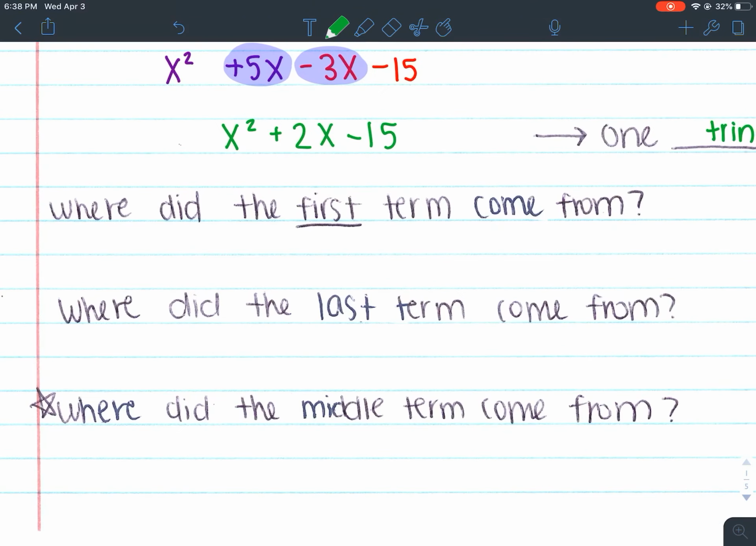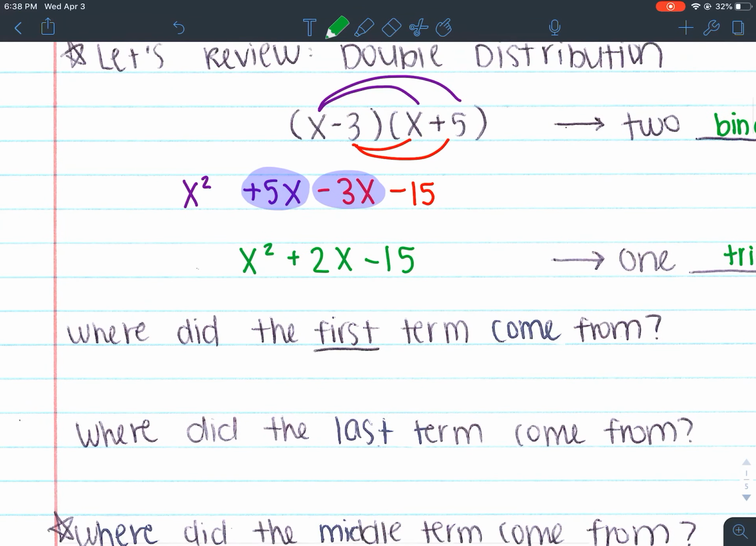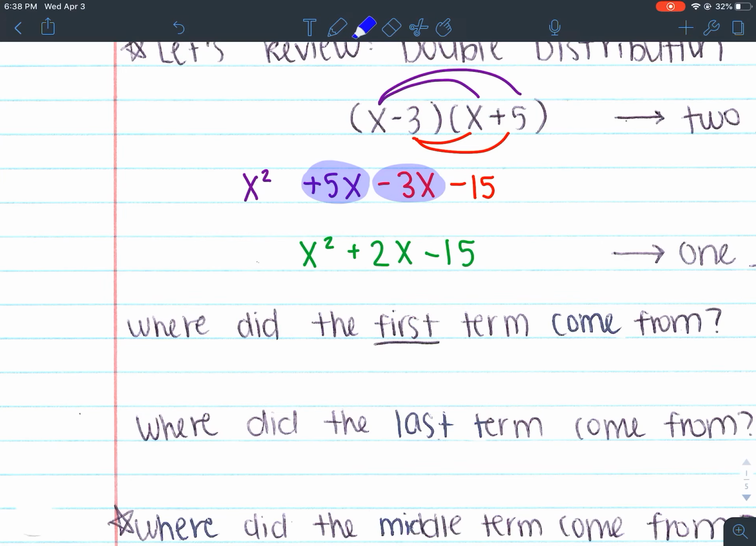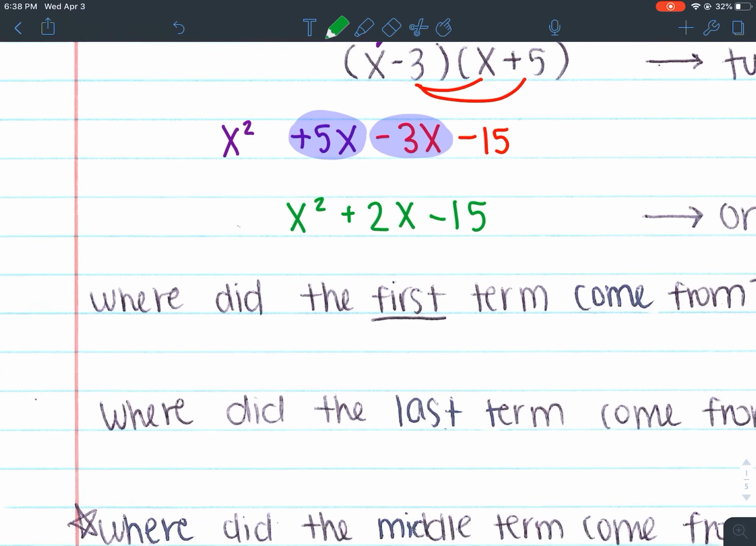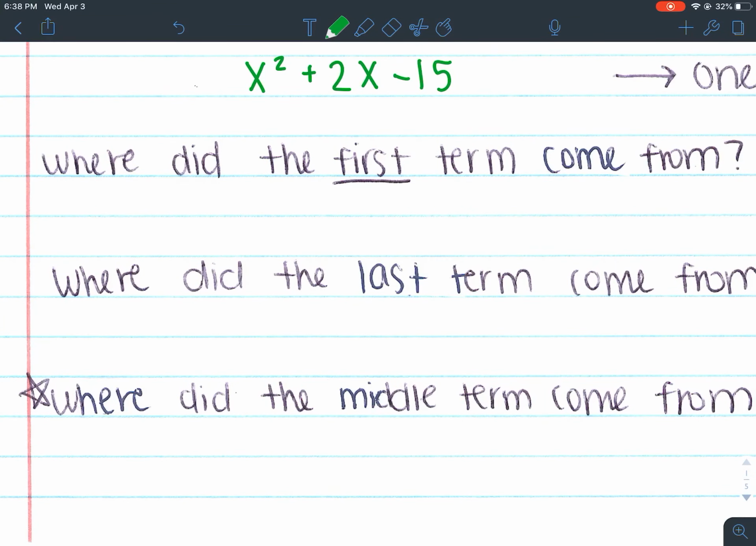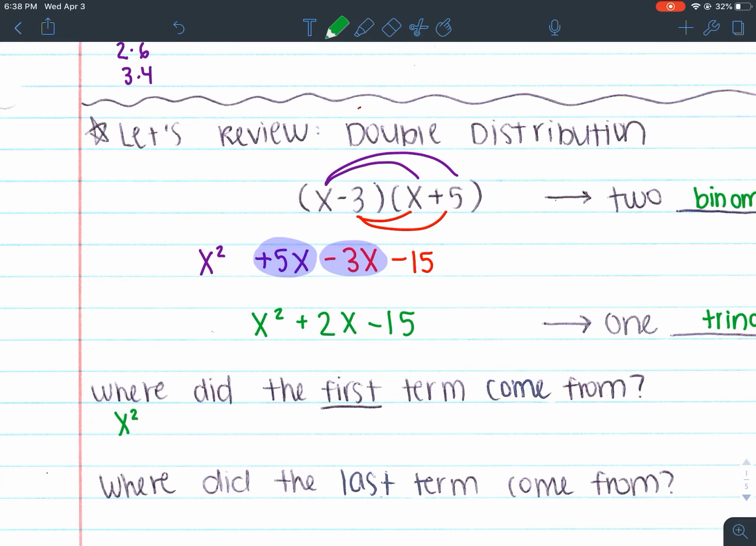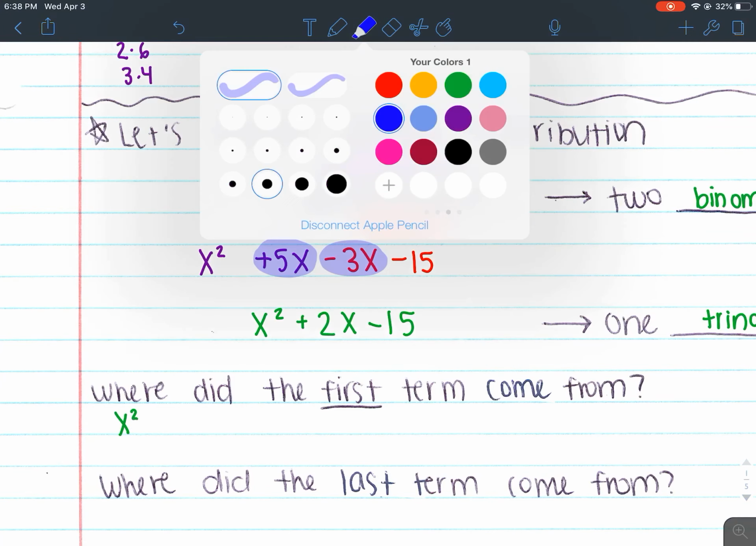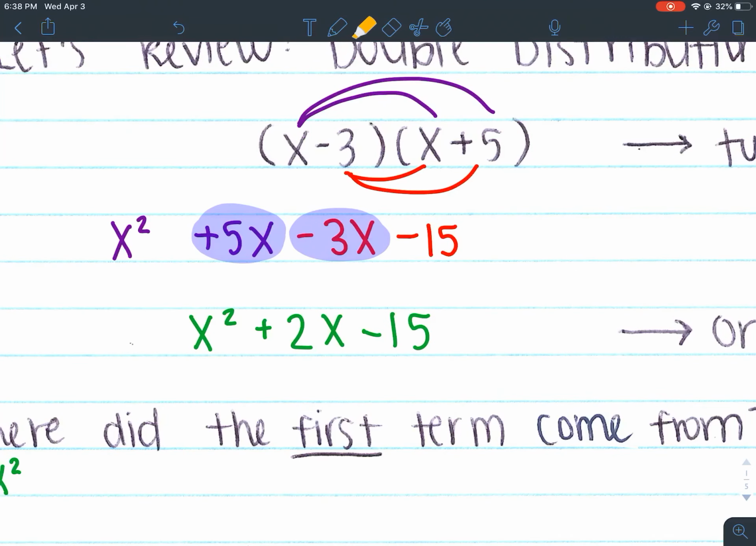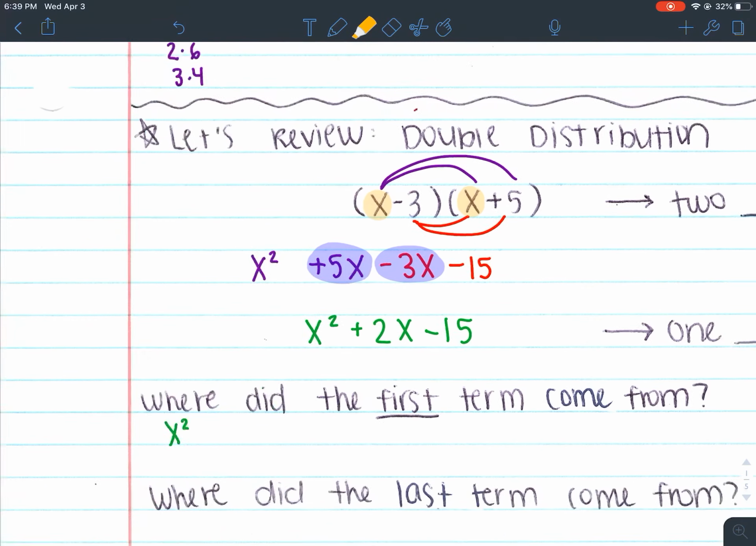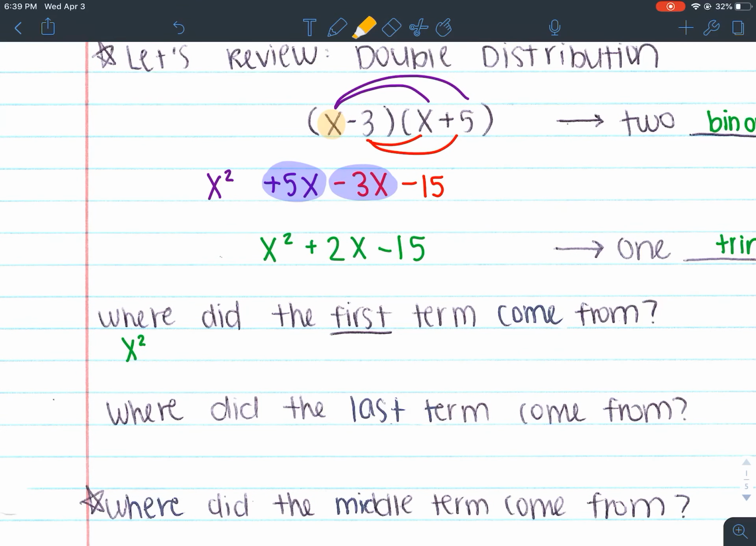So let's talk about where that first term came from. Let's look at the trinomial there. Our first term here is x squared. Where did it come from? What did we do to get x squared? Well, I multiplied, let's choose a different color, I multiplied the first terms in each parentheses. Do you see that? X times x, that's how I got the x squared.